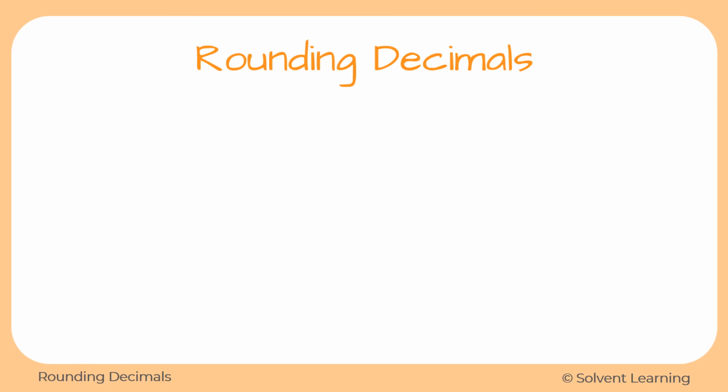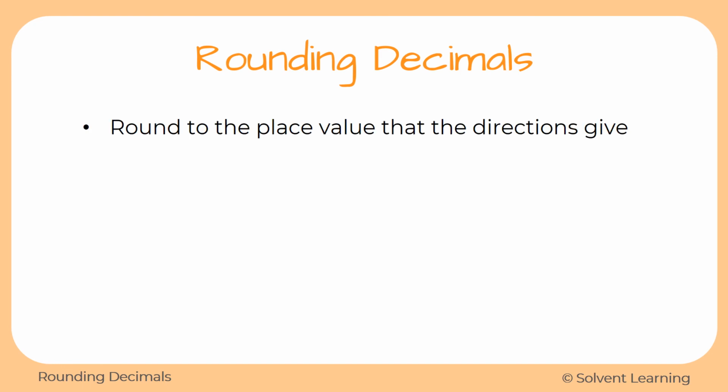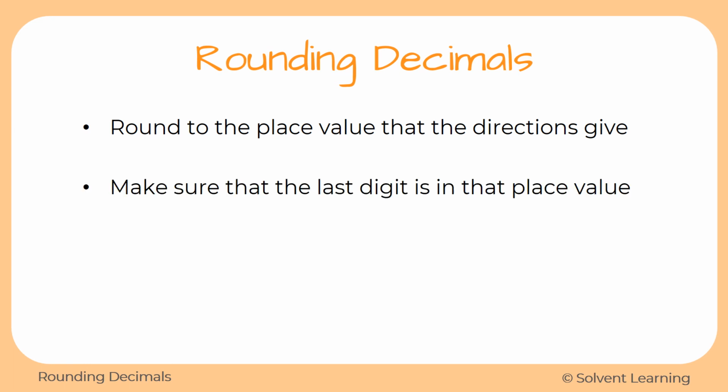So just to review, when we're rounding decimals, we round to the place value that the directions tell us to do, and we need to make sure that the last digit is in that place value. And then any zeros after that, we can just drop them off. Now you know how to round decimals.